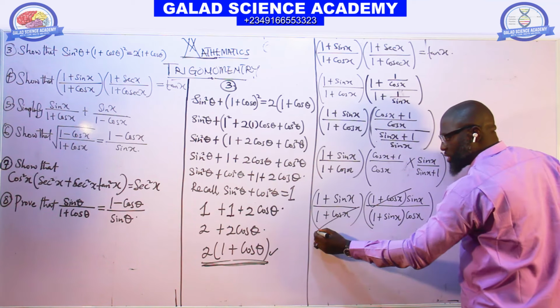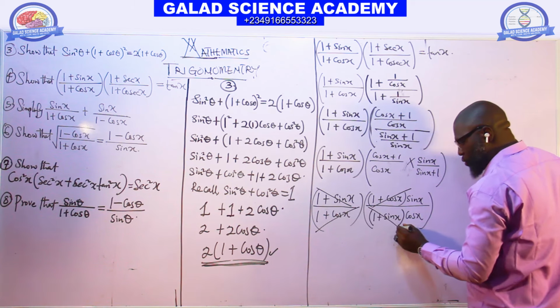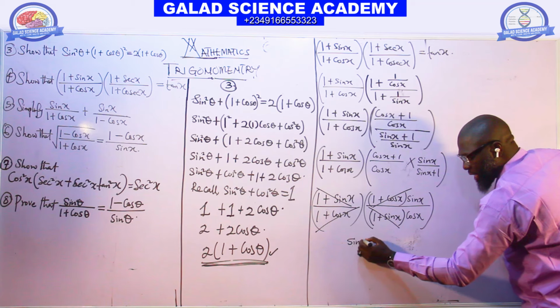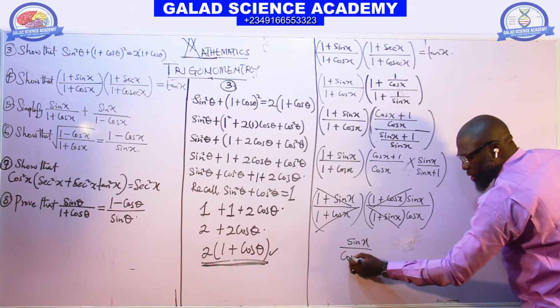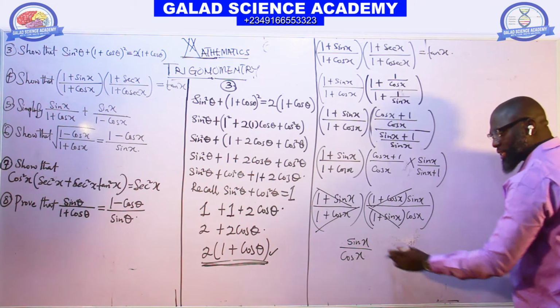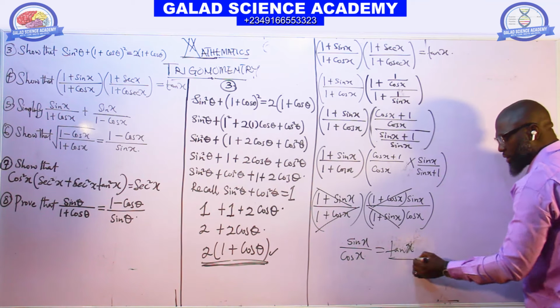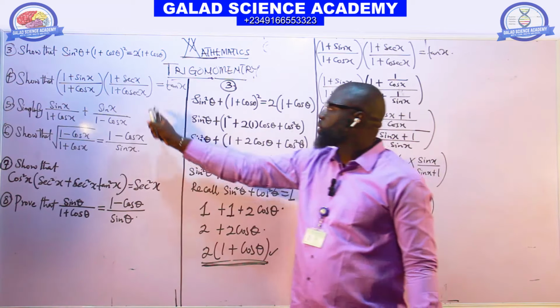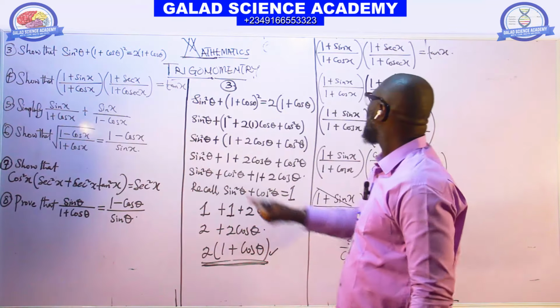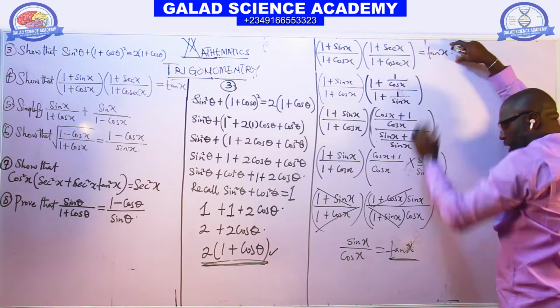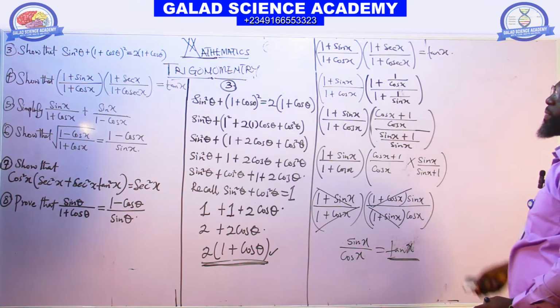Everything here will cancel this. Everything here will cancel this one. So we are now left with what? Sin x over cos x, where sin x over cos x is equal to tan what? Tan x. So that's what they asked us to do, to prove. Prove that everything you have there is equal to tan x. This is the answer.